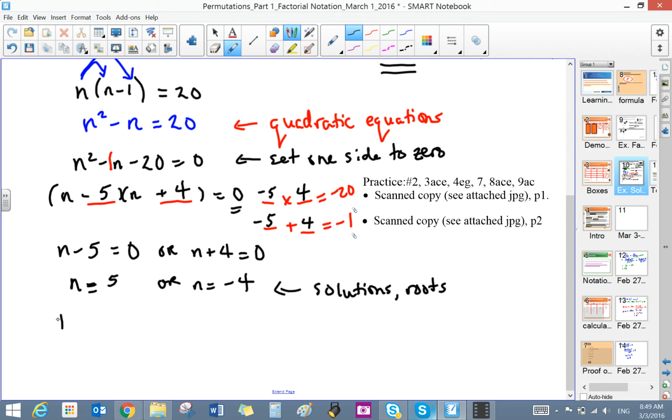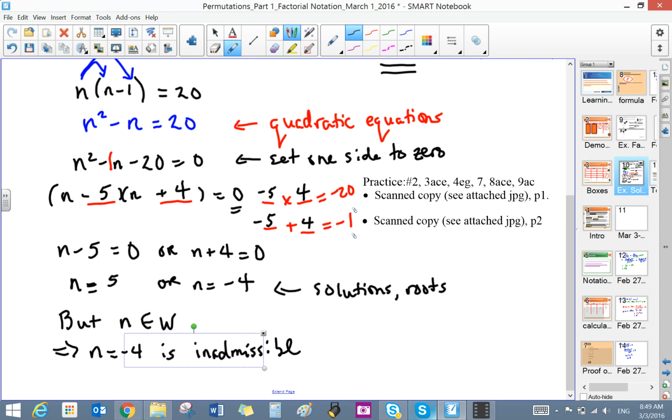But we do have to remember that the solution has a restriction. So n has to be a whole number. So that implies that n equals minus 4 is what we say is inadmissible. So therefore, n would have to be equal to 5.